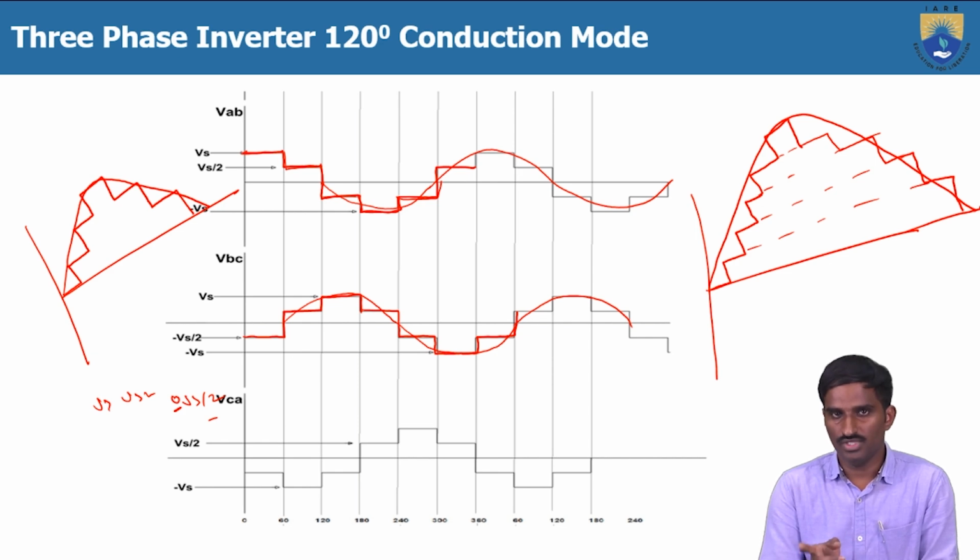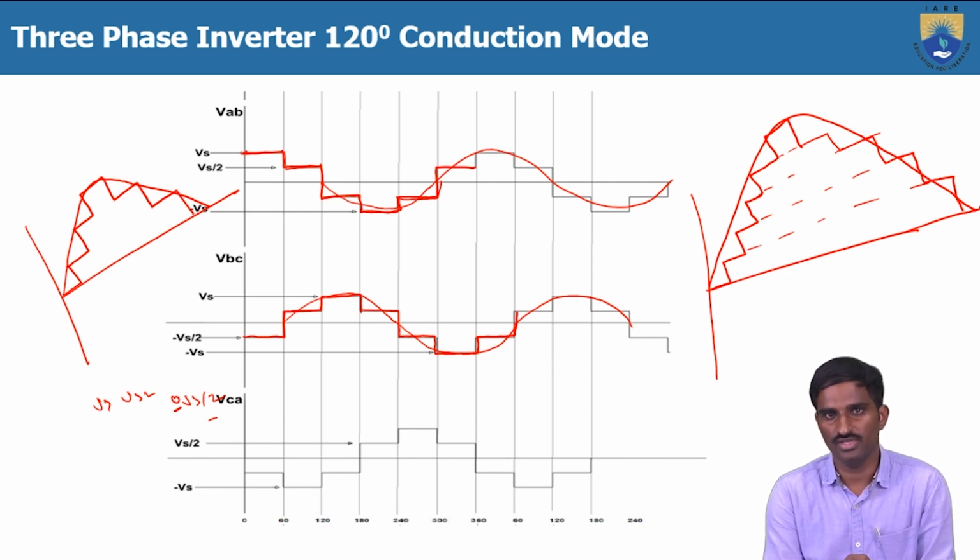And another difference between 120 and 180-degree mode, as you can see: in 180-degree mode of conduction, 3 switches are conducting at every instant, for every 60 degrees of interval. But here only 2 switches are conducting. So that is also another difference between 120 and 180-degree mode of conduction.